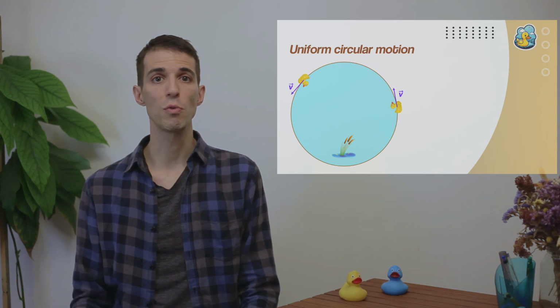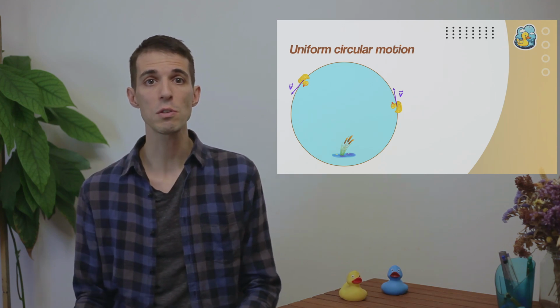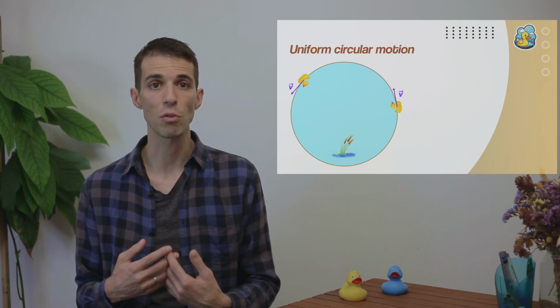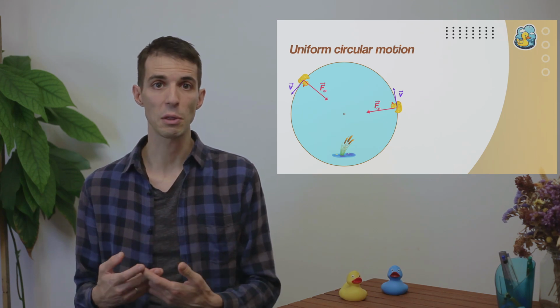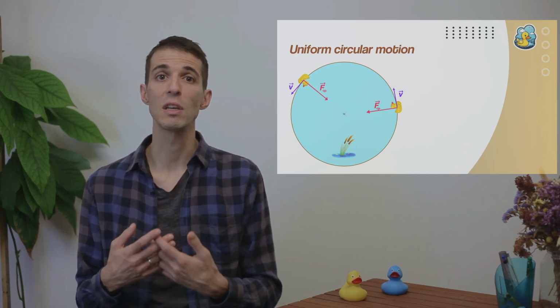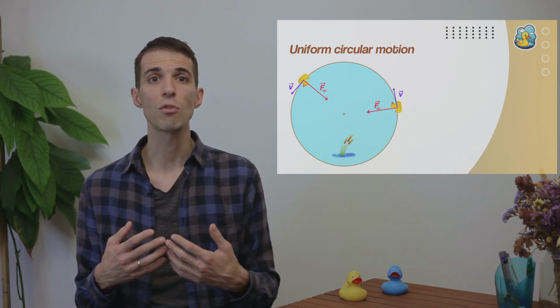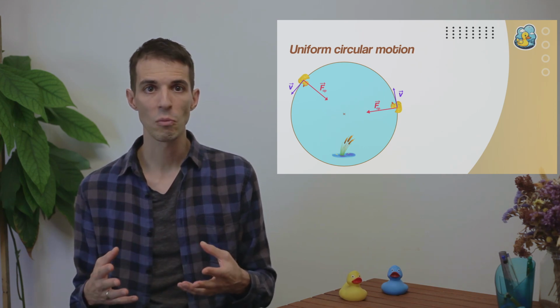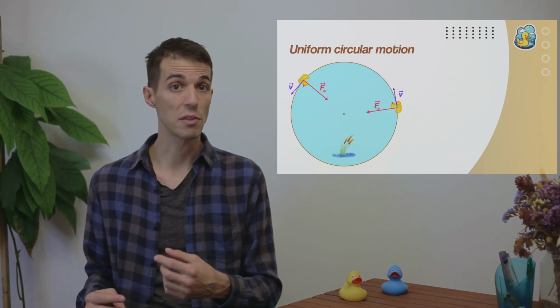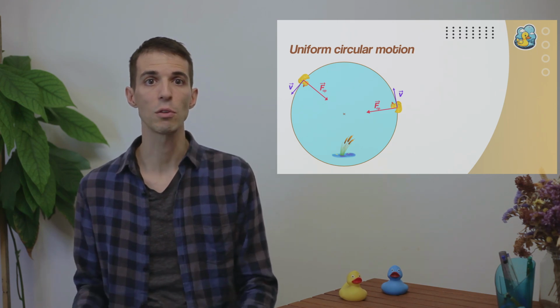To keep the object moving in a circle, there must be a force pulling it towards the center of the circle. This is called centripetal force, and it's always directed inward, towards the center of the circular path. The centripetal force changes the direction of the object's velocity, but not its speed. Without this force, the object would move in a straight line off the circular path.